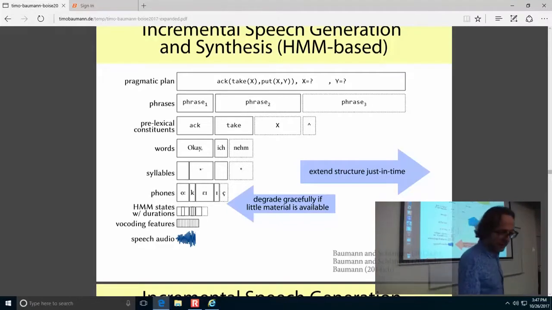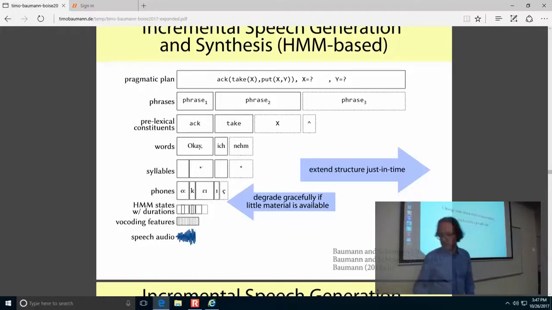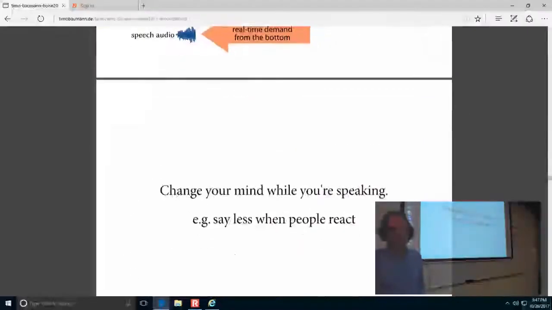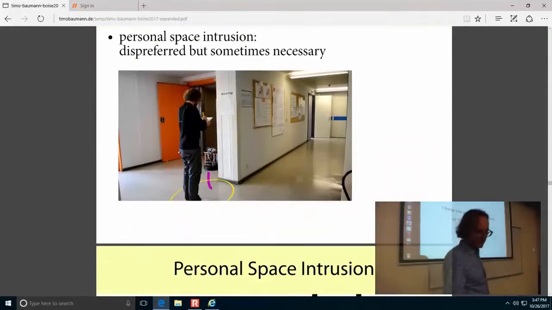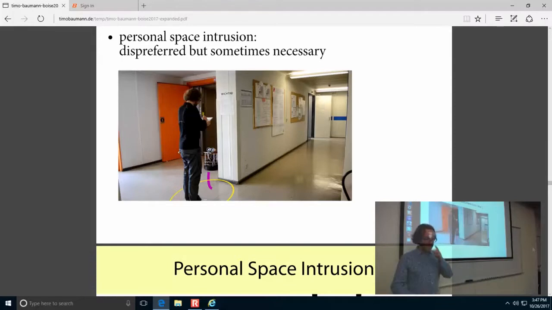We used that in an application to change our mind while we're speaking. And in this case, say less when people react. We used the domain for social robot navigation and looked at personal space intrusion. That was a colleague of mine, Felix Lindner, working on that.